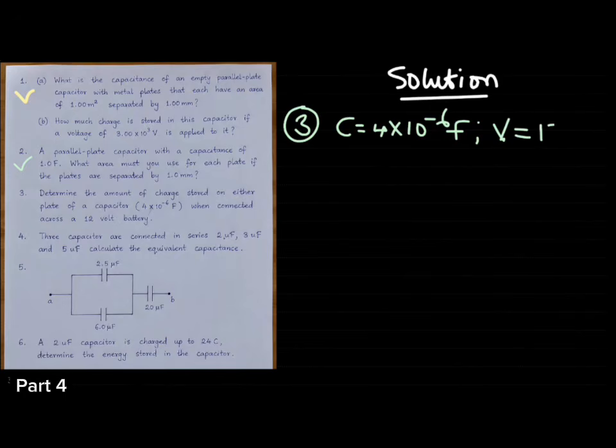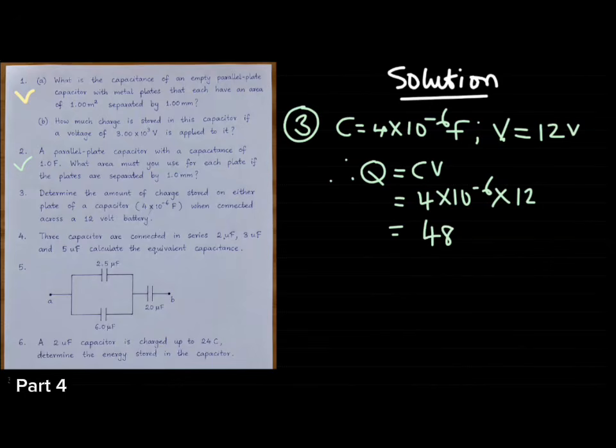V is equal to 12 volts. So therefore, my Q is equal to CV, which is equal to, what's my C? 4 times 10 raised to the power of minus 6 times 12. 12 times 4 will give us 48 times 10 raised to the power of minus 6 coulombs. That should be your final answer.